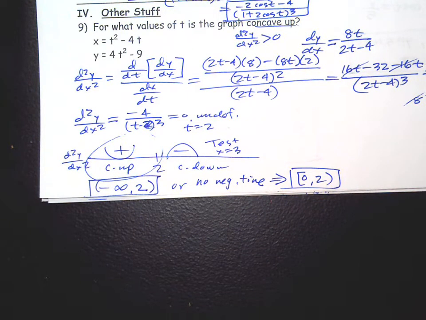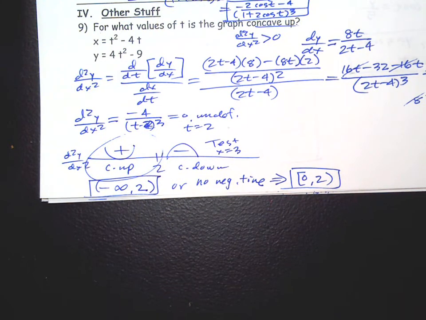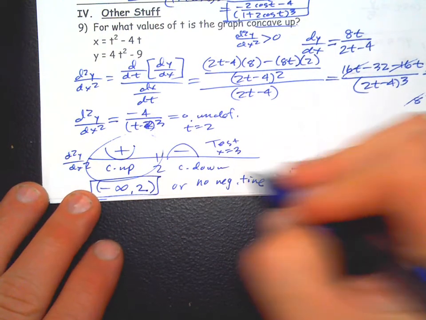But you can include 0, because if you plug 0 in, it's positive. So it's 94 over negative 8, so it's positive. There you go, concave up.